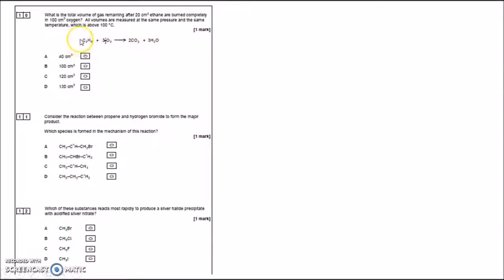So let's have a look again. 1 mole of that reacts with 3.5 moles of that to make 2 moles of that and 3 moles of that. All volume ratios are equal for gases at the same temperature and pressure. So in other words, 1 centimetre cubed of that would react with 3.5 centimetres cubed of that to make 2 centimetres cubed of that and 3 centimetres cubed of this. So I've got 20 of that, I react with 70 centimetres cubed of this to make 40 centimetres cubed of that and 60 centimetres cubed of this.